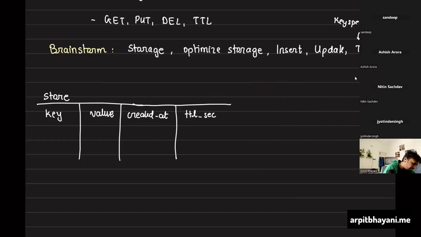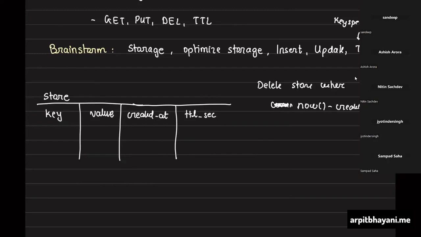What will your query look like? Can I say it in plain English? Yeah. So delete key if current time minus created at is greater than or equal to TTL. Actually, equal to TTL. Actually, not even greater than. Why not? Equal to is so strict.